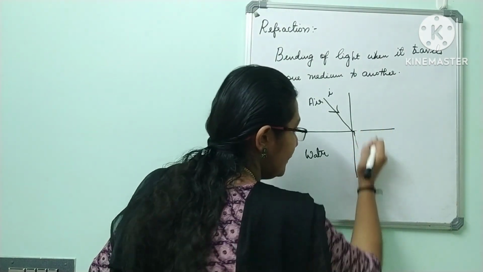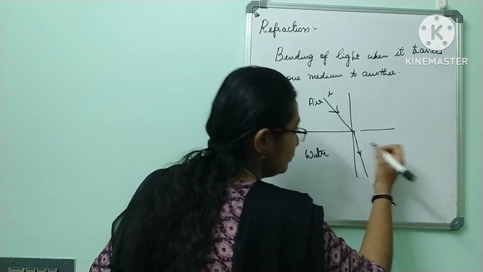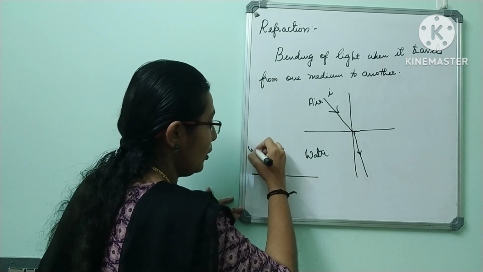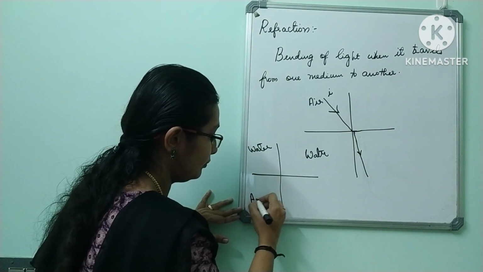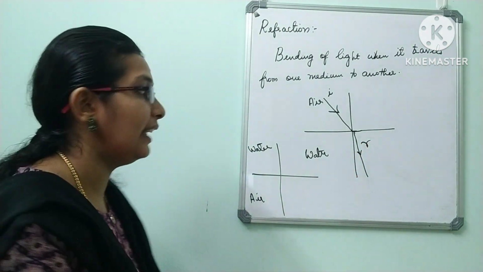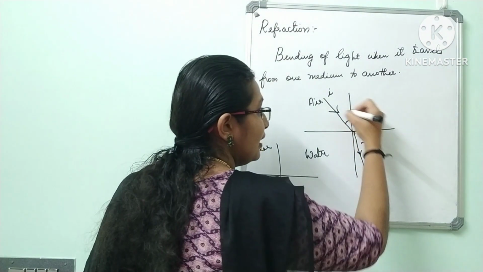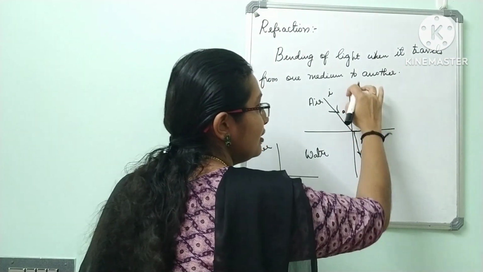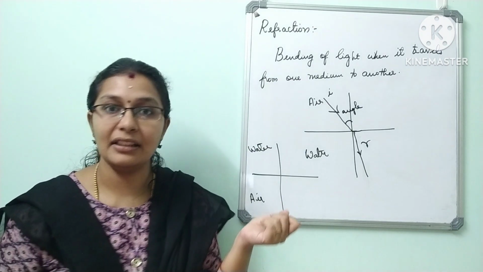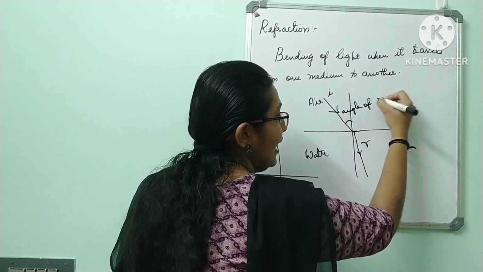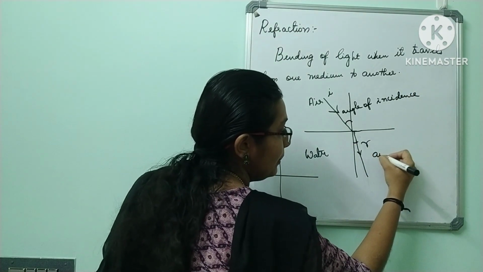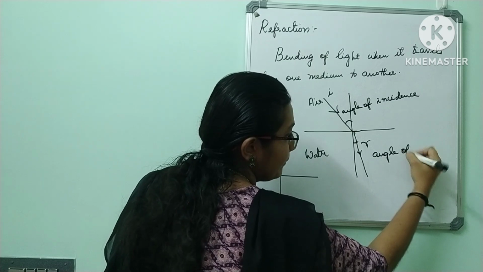I will draw it neatly. So instead it will bend. Now I am going to consider the opposite way, water to air. So this is nothing but the refracted ray. We will denote it by the letter r. So this is the angle of incidence, you know, right? This is the normal. Normal is the line drawn perpendicular. So angle of incidence is the angle between the incident ray and the normal. And angle of refraction here is this one, the angle between the refracted ray and the normal.